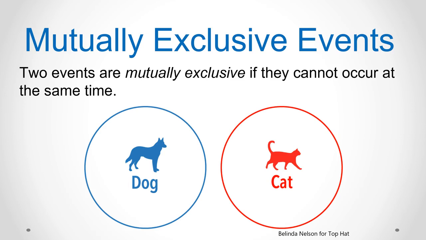Two events are mutually exclusive if they cannot occur at the same time. Another name for mutually exclusive events is disjoint events.